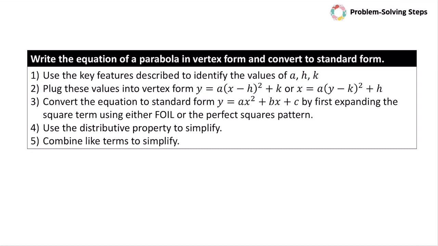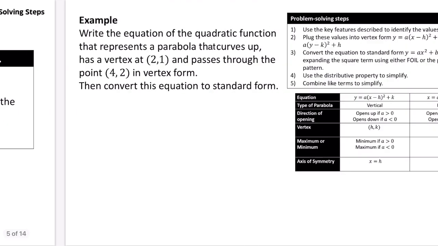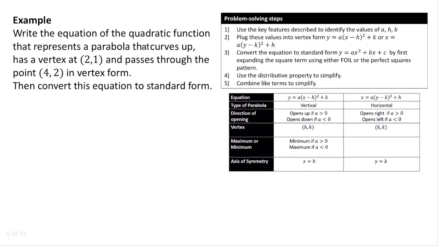Then we'll convert the equation to standard form, which is y equals ax squared plus bx plus c, and we're going to do that by first expanding the square term, and that's where we need to use either FOIL or the perfect squares pattern. Then we'll use the distributive property to simplify, and then finally combine like terms when we can to simplify. So let's start off with this problem. Let's write the equation of the quadratic function that represents a parabola that curves up, has a vertex at (2, 1), and passes through the point (4, 2) in vertex form. Then convert this equation to standard form.